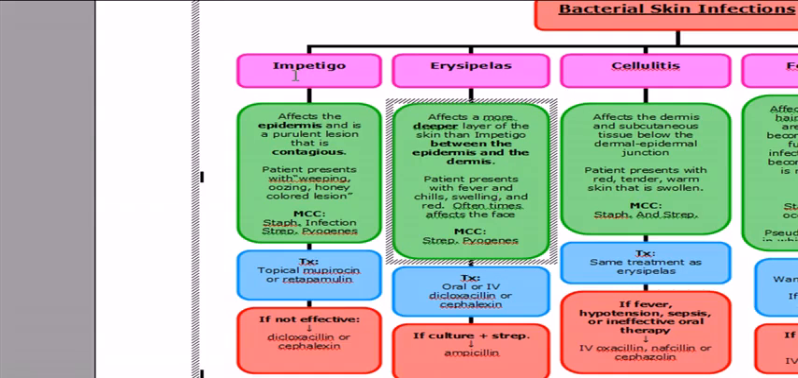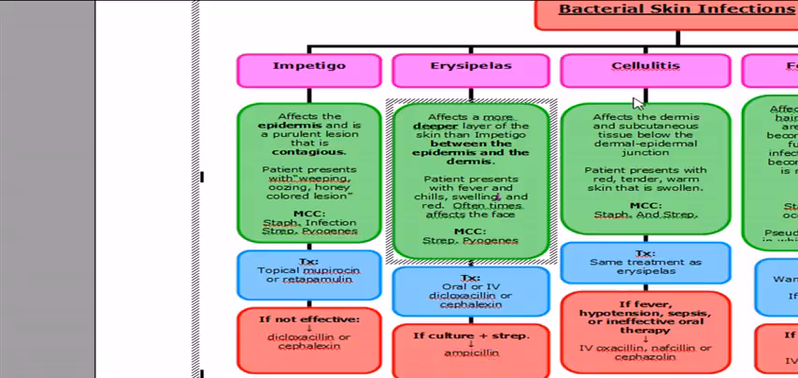Now remember, in impetigo, we're going topical first, and if it's not effective, we're going to dicloxacillin. But in erysipelas, it's a deeper layer, it's a little bit worse, so we're going oral dicloxacillin and cephalexin. And like we said, it can be strep pyogenes, right? If it's culture positive strep, we go ampicillin.